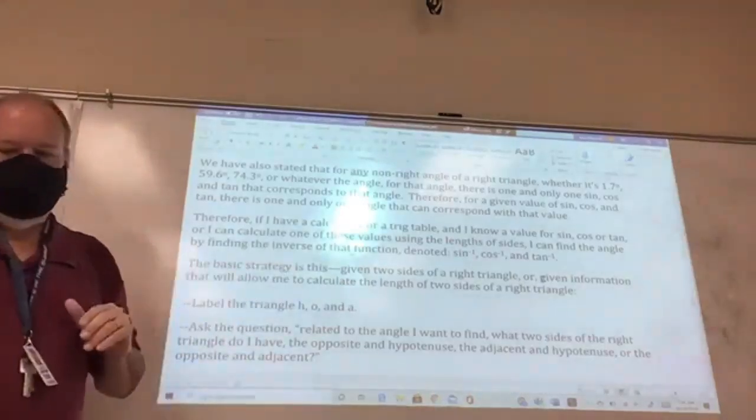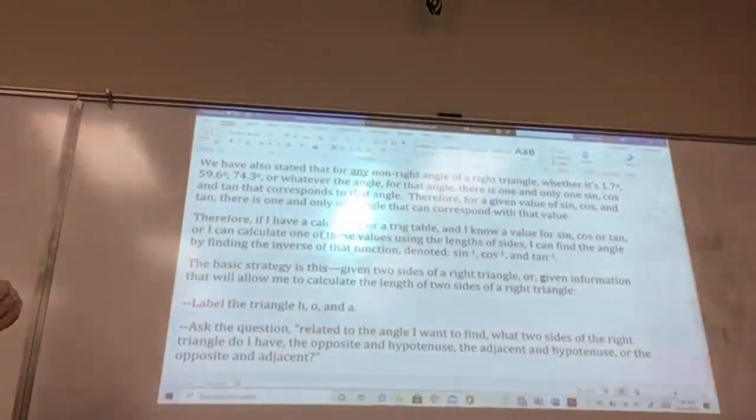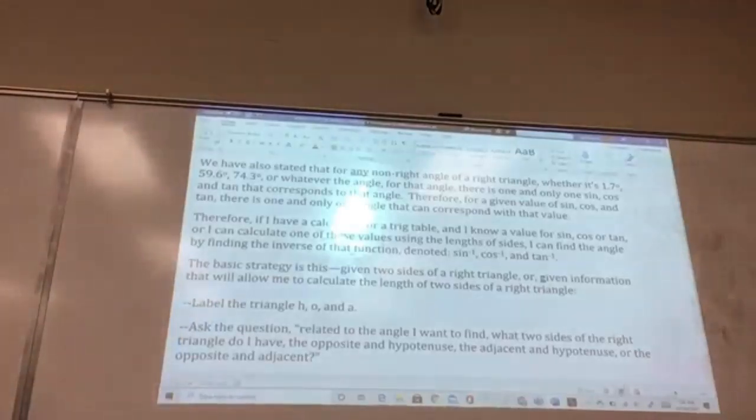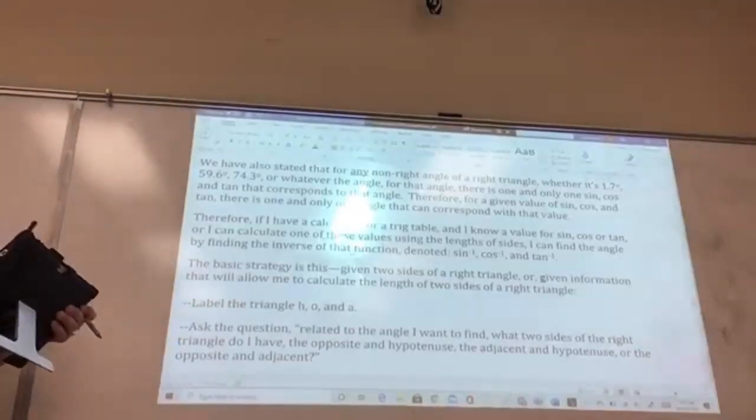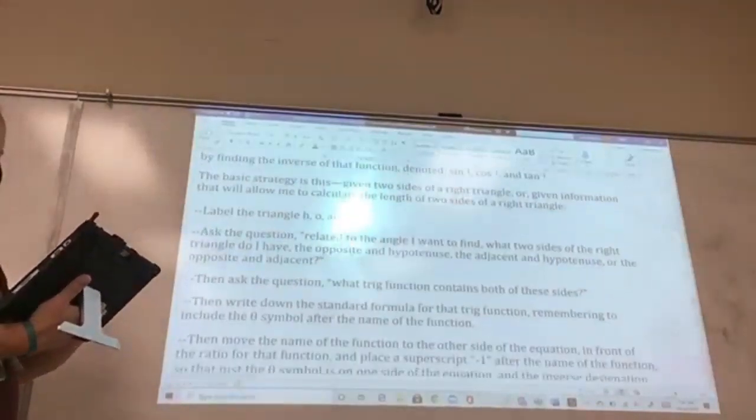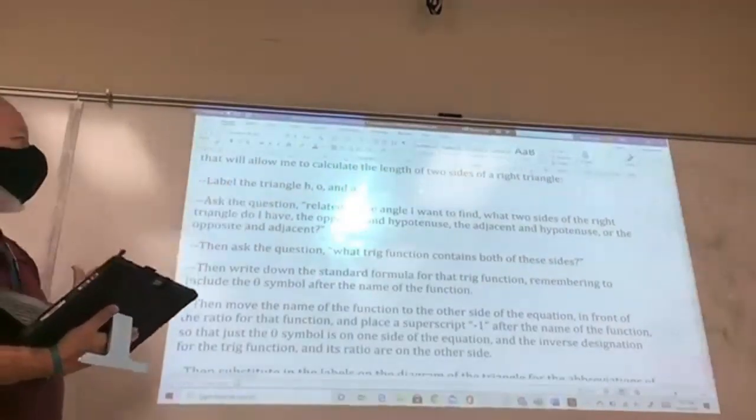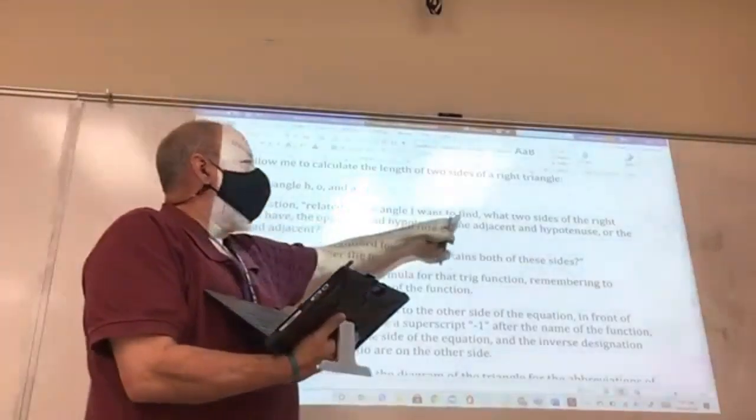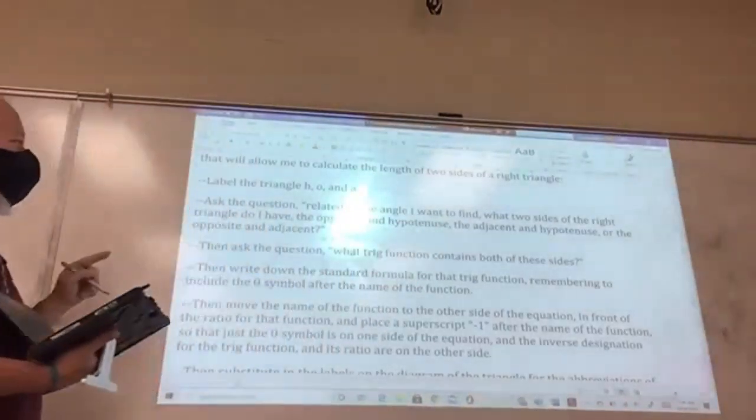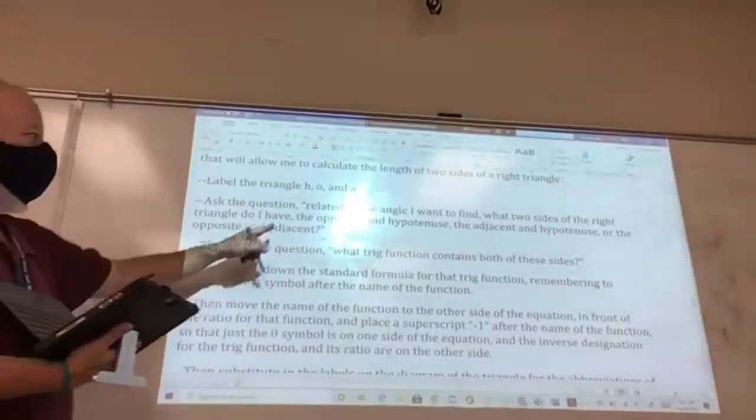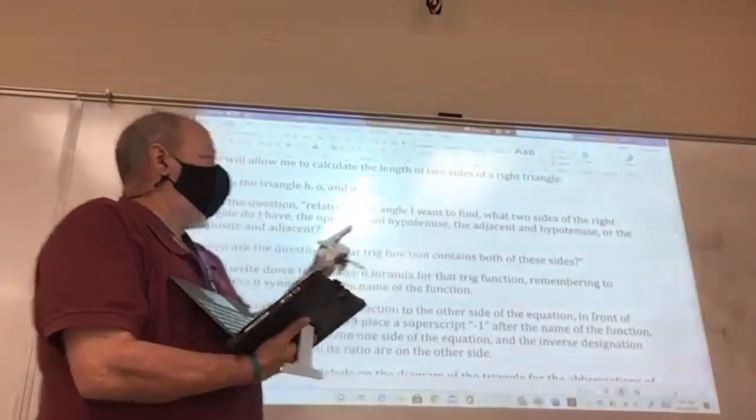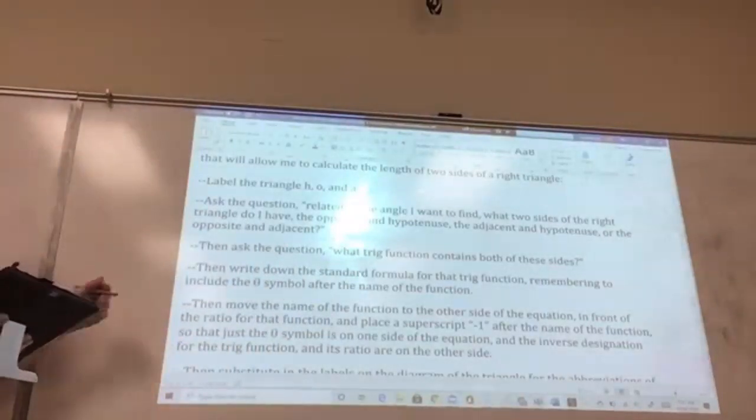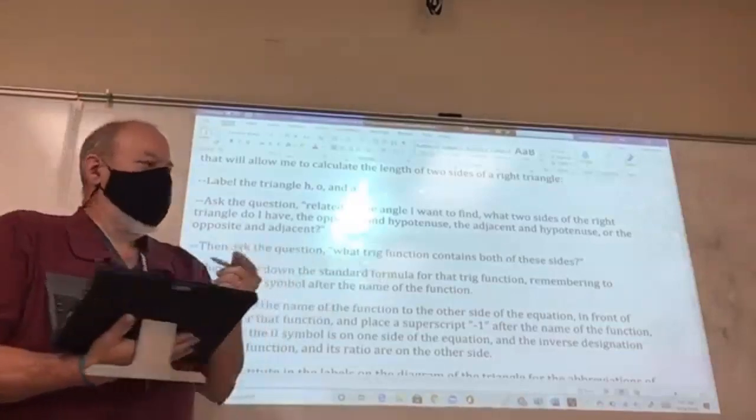Okay? So the basic strategy is this. Given two sides of a right triangle, or given information that will allow me to calculate the sides of a right triangle, same starting point: I'm going to label the triangle. Then I'm going to do the same thing I did before. Related to the angle I want to find, what two sides of the right triangle do I have? Do I have the opposite and the hypotenuse? Do I have the adjacent and the hypotenuse? Or do I have the opposite and the adjacent? Then I ask what trig function contains both of these sides.